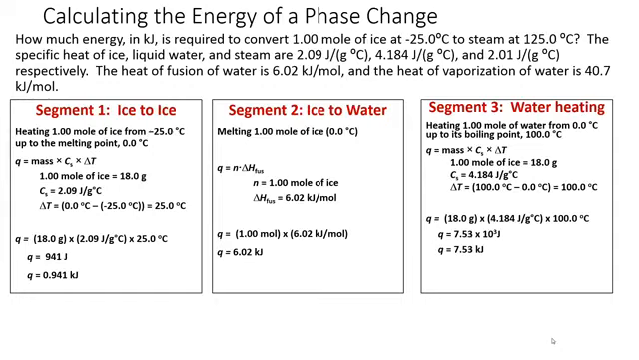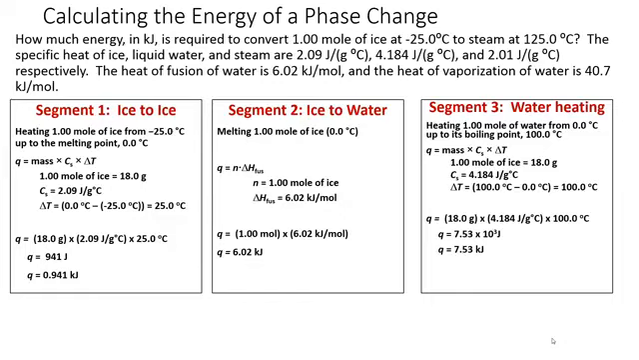For segment 2, now we're going to convert the ice at 0 degrees Celsius to liquid water at 0 degrees Celsius. Note there is no temperature change here. This is strictly melting. So now we're going to use the equation Q equals N times the heat of fusion. N in this case is 1.00 moles of ice. The heat of fusion of ice is 6.02 kilojoules per mole. 1 times 6.02 is 6.02 kilojoules of energy that is required to convert 1 mole of ice at 0 degrees to 1 mole of liquid water at 0 degrees.